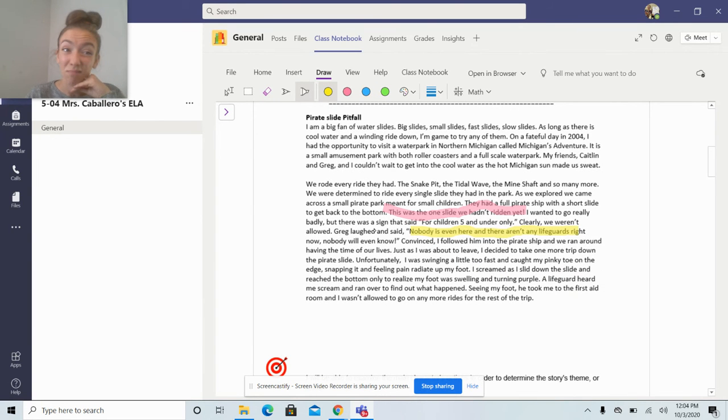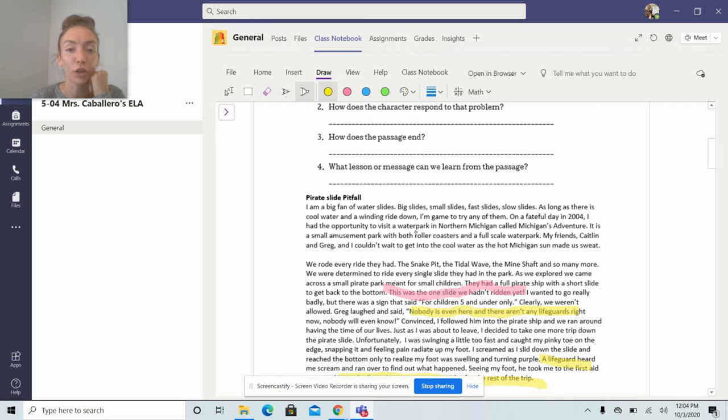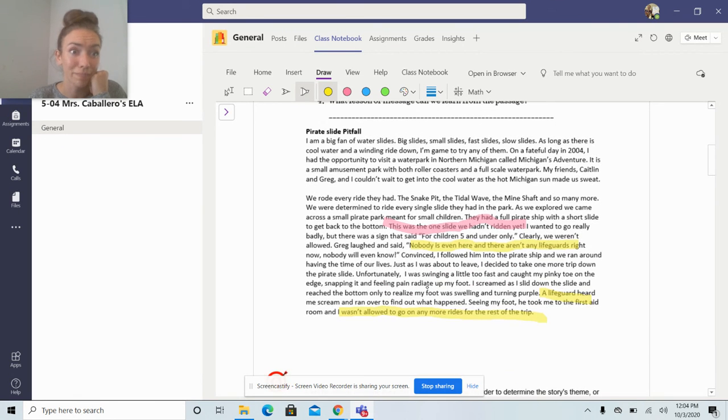Well, did it turn out well? No. Not only did she break her pinky toe, but the lifeguard heard her scream, and because she broke her foot, she wasn't allowed to go on any more rides for the rest of the trip. Knowing these three things, what lesson do you think we can learn from the passage? Why don't you put that lesson in the chat? What do you think we can learn from this passage?